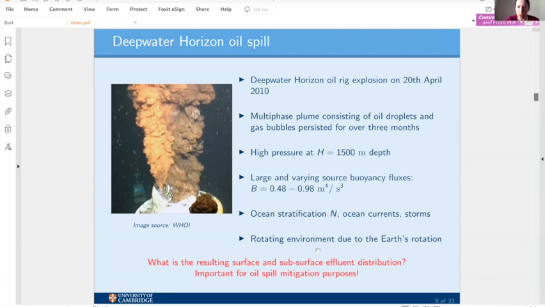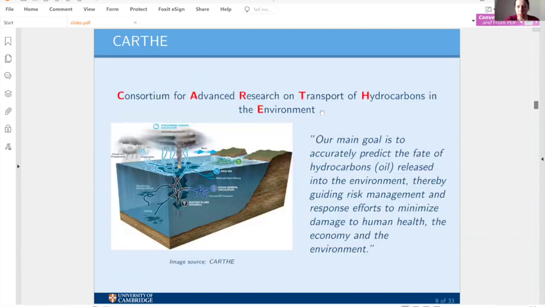And now the main scientific question which arises is, what was the resulting subsurface and surface distribution of the contaminants after this oil spill? And moreover, what can we do in order to mitigate the consequences of the oil spill? And in order to address these scientific questions, a consortium for advanced research on transport of hydrocarbons in the environment was founded. This consortium consists of several universities, many of them in the United States, and there are several groups in this consortium that study different parts of this very complex problem.